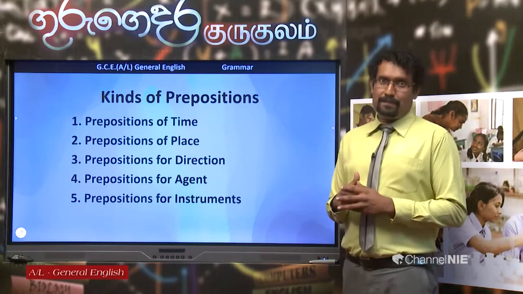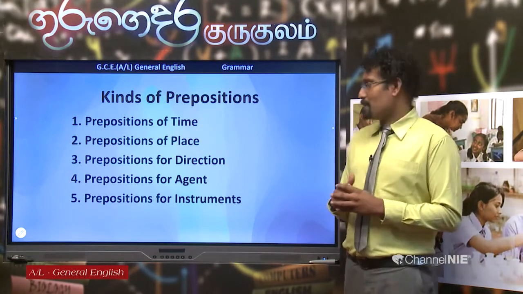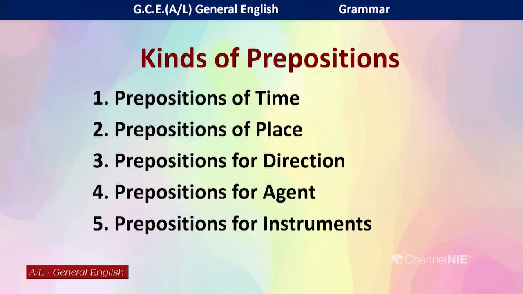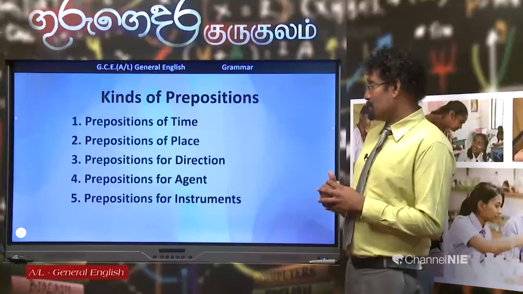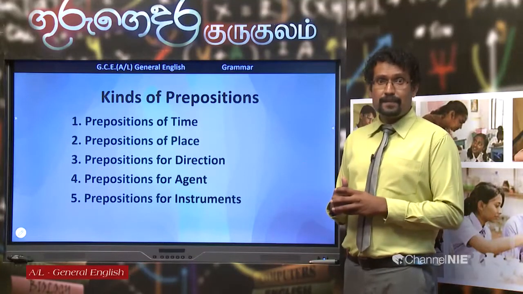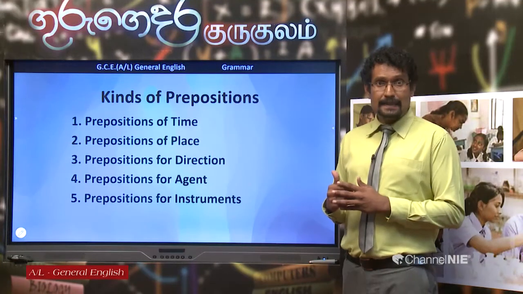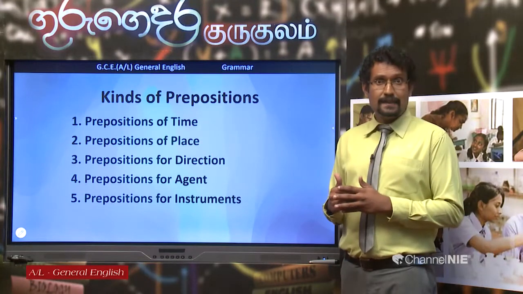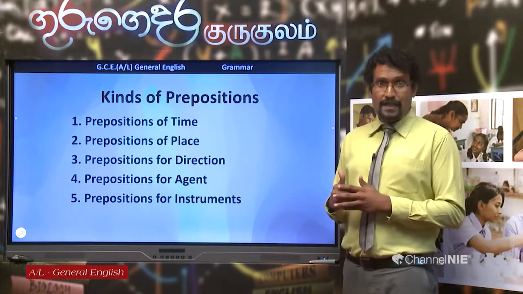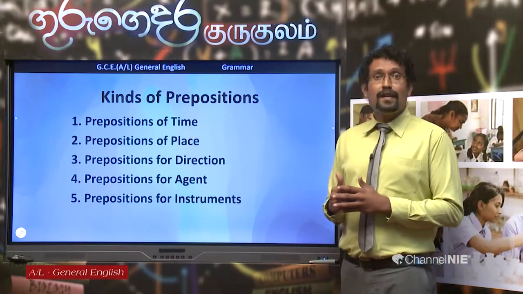Prepositions of time. So, they are about time. Prepositions of place. Prepositions for direction. Prepositions for agent. Prepositions for instruments. So, there are 5 kinds of prepositions in the English language: prepositions of time, prepositions of place, prepositions for direction, prepositions for agent, and prepositions for instruments.